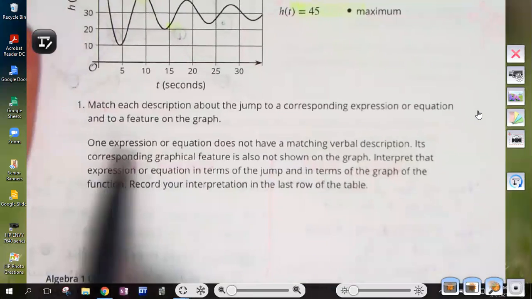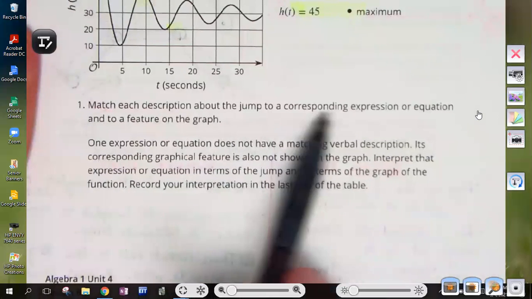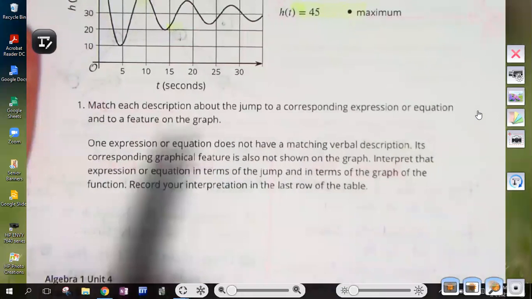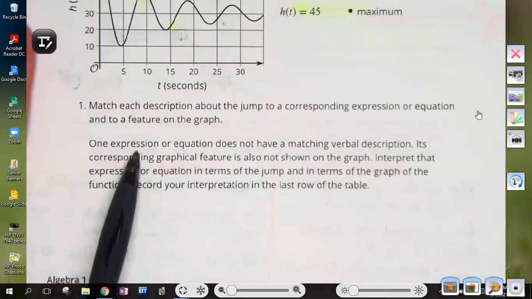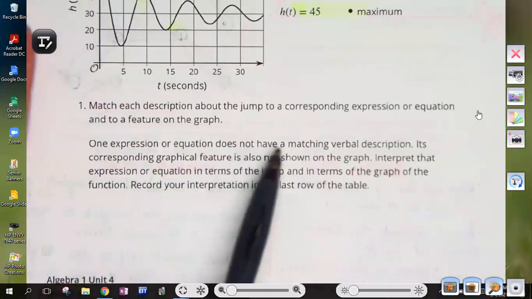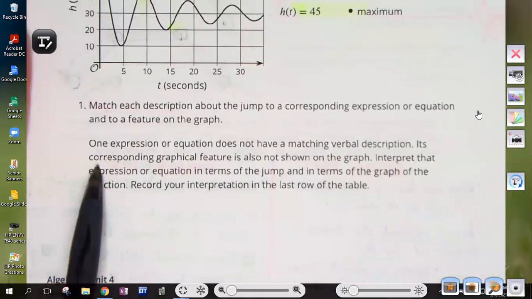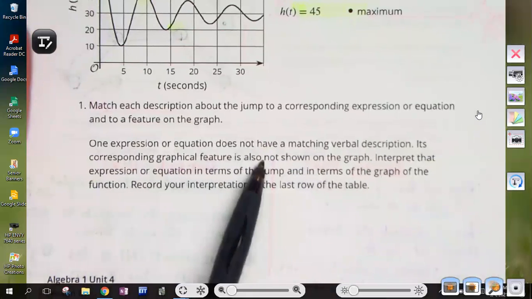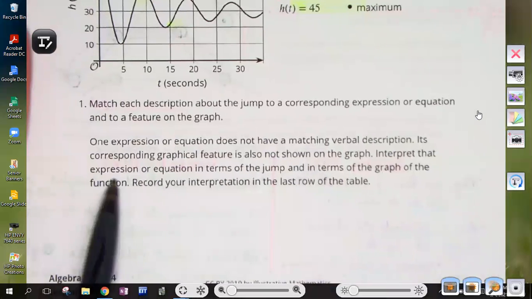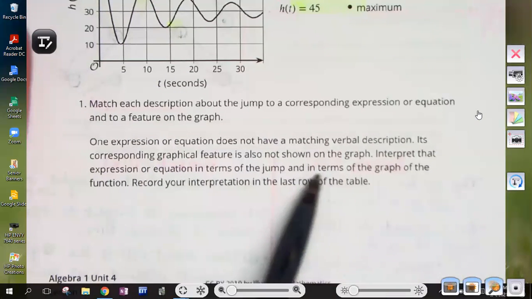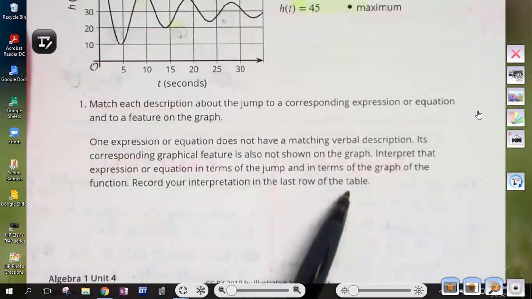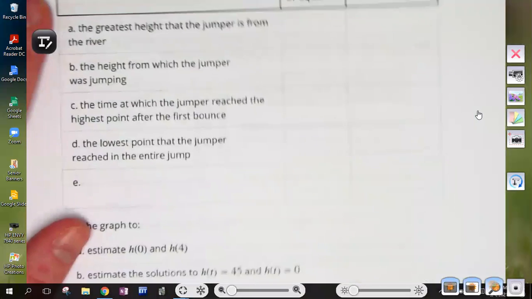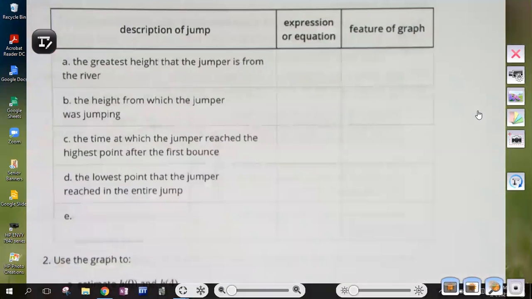Okay, it says match each description about the jump to a corresponding expression or equation and to a feature on the graph. One expression or equation does not have a matching verbal description. Its corresponding graphical feature is also not shown on the graph. Interpret that expression or equation in terms of the jump and in terms of the graph of the function. Record your interpretation in the last row of the table. So it's talking about this table here on the next page.